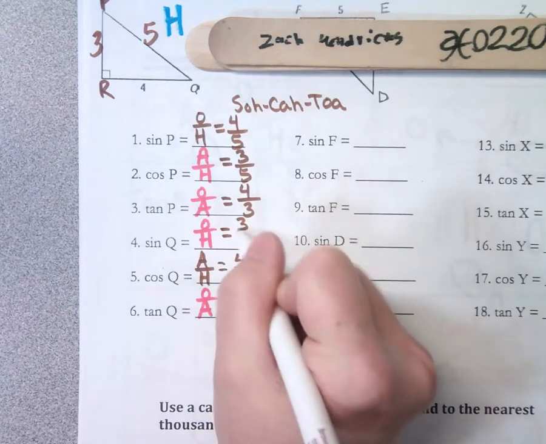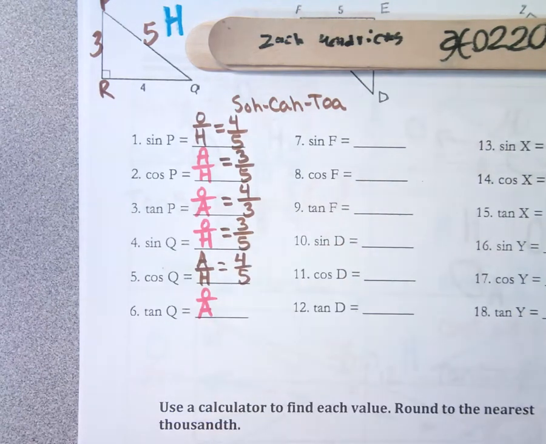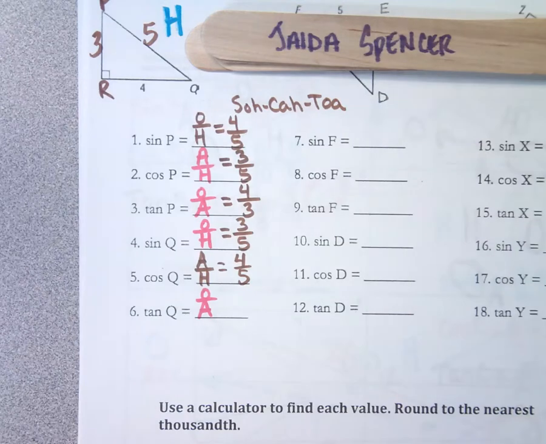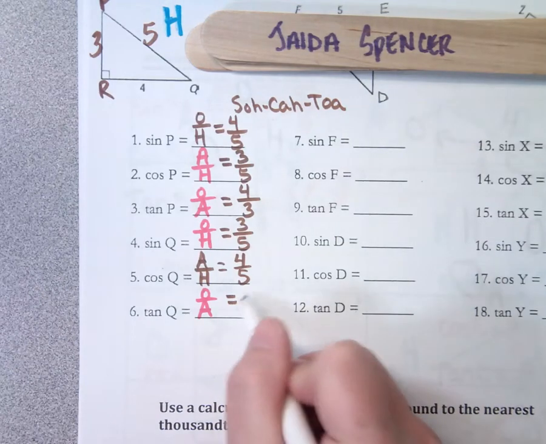Three over 5. Very nice. Opposite over hypotenuse, so 3 over 5. Does anybody need me to explain? And Jada, 6. 3/4. 3 over 4.